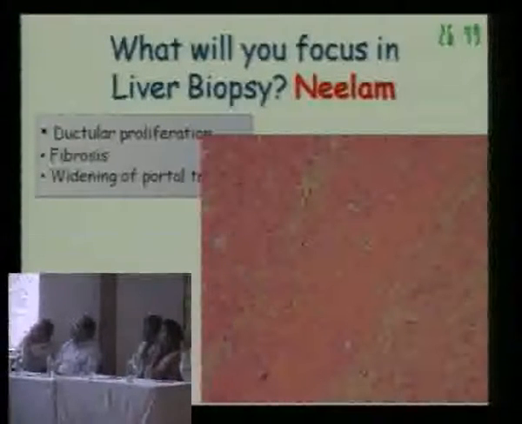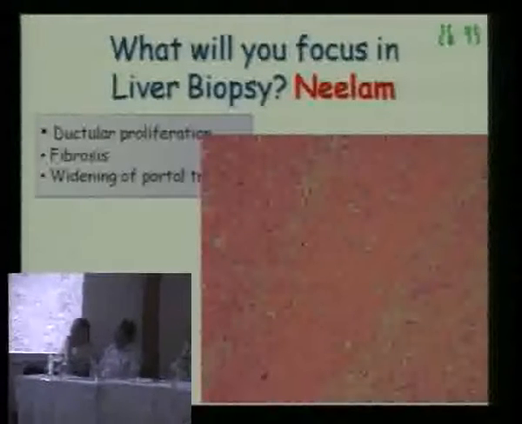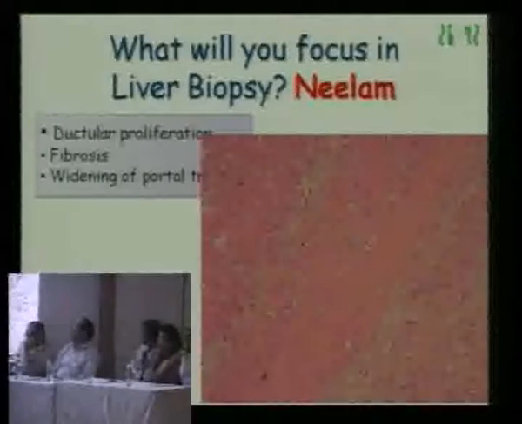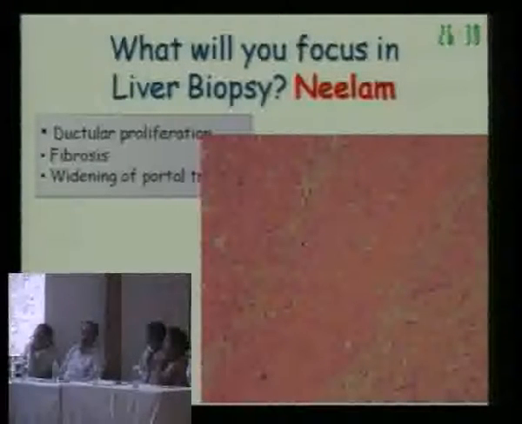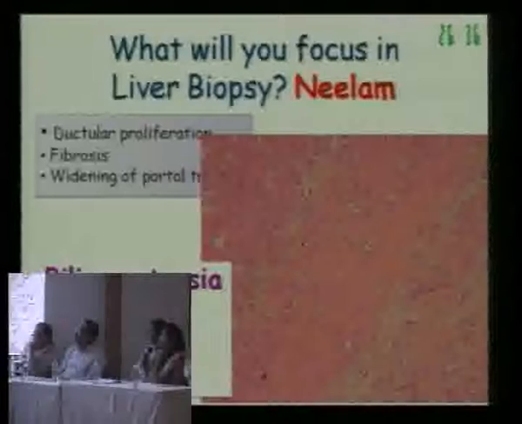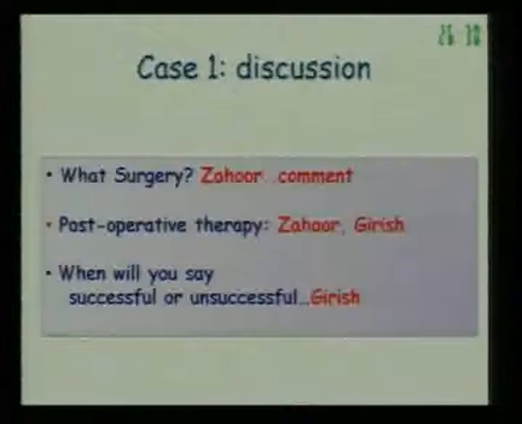What is your accuracy rate in your center for pre-laparotomy liver biopsy in biliary atresia? At our place, in our data of more than 350 cases that we just analyzed, it was 96%. So this child has biliary atresia: pale stools, not sick, ultrasound features, and biopsy suggests biliary atresia. Now we have to operate on this patient, and I would like to have the comments from Dr. Zohu. What's your comment?